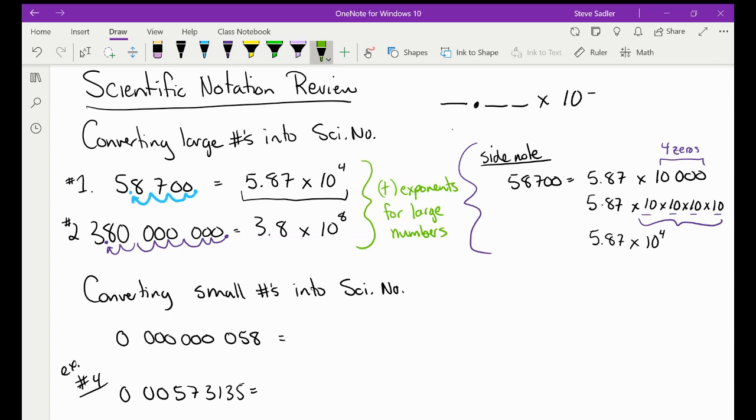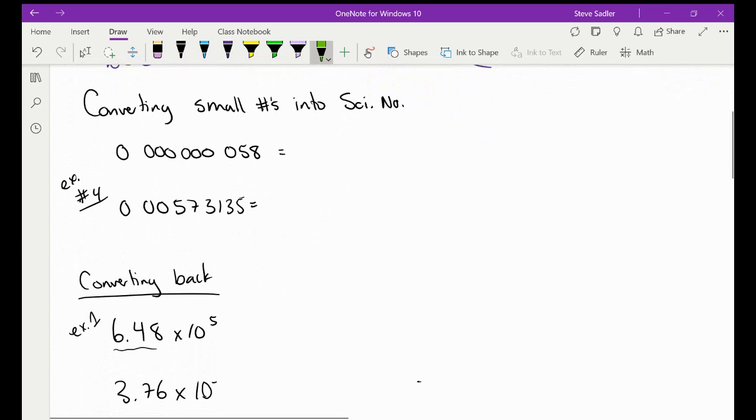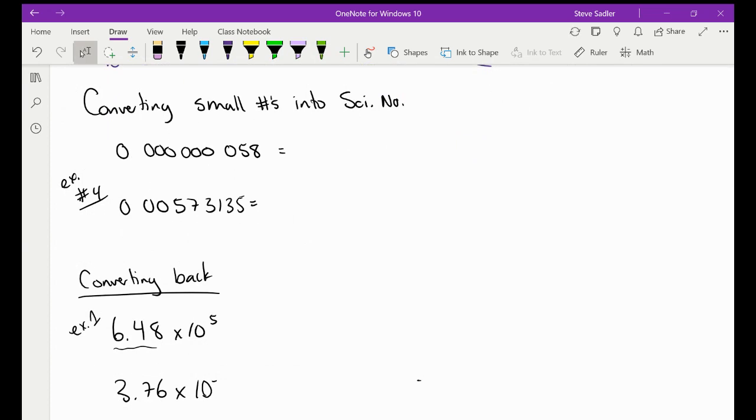Okay, let's look at converting small numbers into scientific notation. So here I have, my decimal place has disappeared, 0.000000058. That is an annoyingly small number if we had to write that several times in a lab report or use it in a mathematical calculation. So what we want to do is write this in scientific notation to make our lives a lot easier.